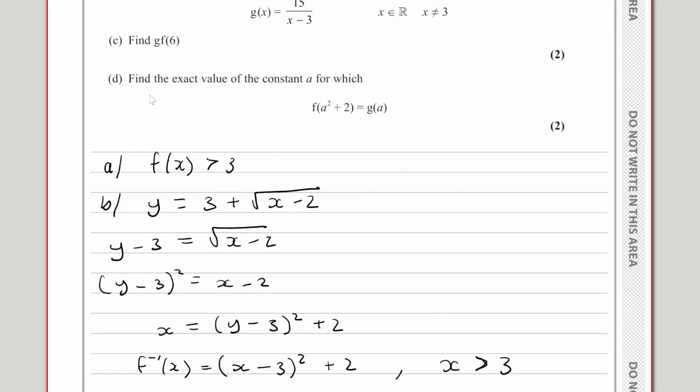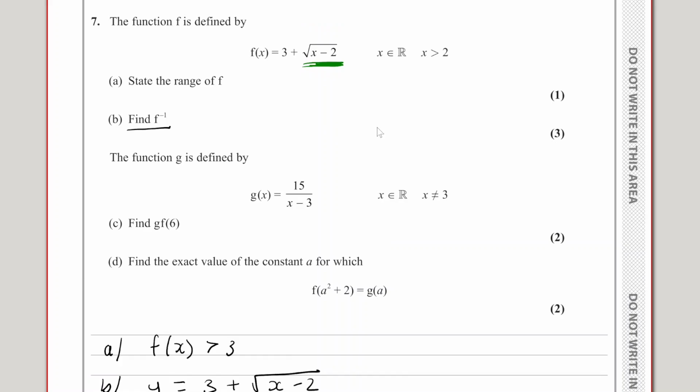So that's part C. Part D, find the exact value of the constant a for which f of a squared plus 2 equals g of a. So f of a squared plus 2 is going to be 3 plus the square root. So in for x, we're putting a squared plus 2. a squared plus 2 minus 2. And that is going to be equal to g of a. g of a is 15 over a minus 3.